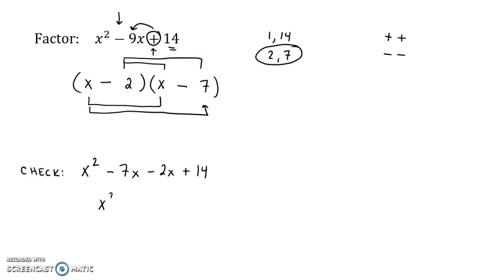We combine our like terms. We're going to end up with the exact same expression that we started with. And that's what we wanted, right? So this would be the factored form of our trinomial.